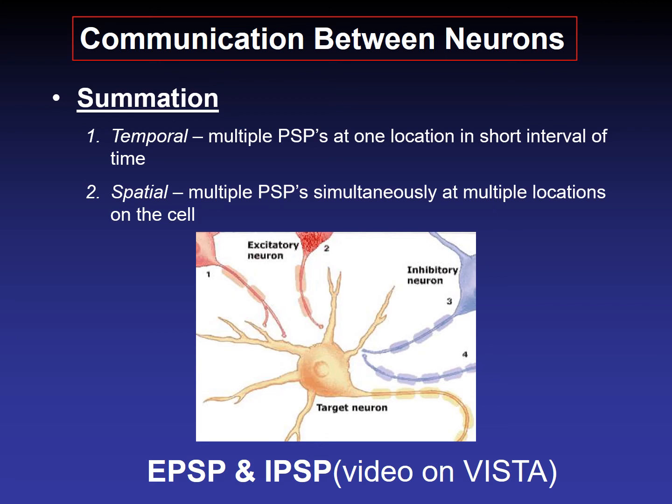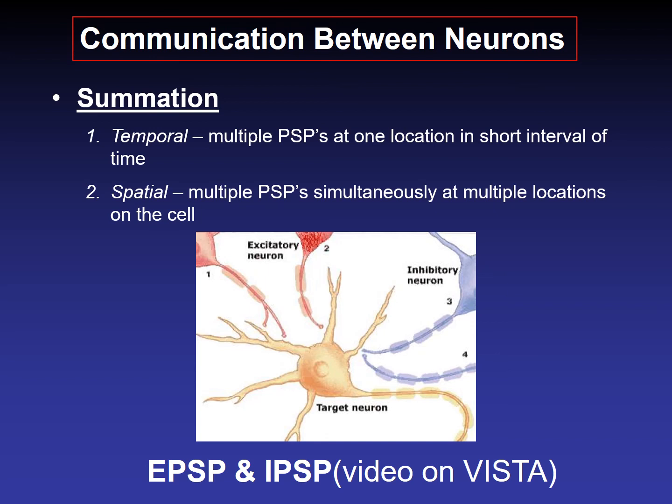The other kind of summation is spatial summation. And this is where we have multiple postsynaptic potentials being created simultaneously at multiple locations in the cell. So in the case of this figure we have here, if we imagine that neurons 1 and 2, which are synapsing at different spatial locations on the postsynaptic cell, on the target neuron, fire action potentials simultaneously at different locations, then they will cause excitatory postsynaptic potentials, multiple ones, to occur at different locations in the neuron, but those two postsynaptic potentials will move into the cell body and they will add together, they will sum together.